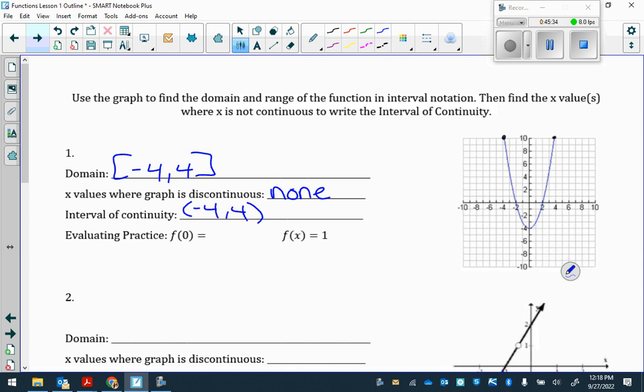It could be the same. Sometimes your domain and intervals of continuity could be -infinity to infinity. Always the interval is you're looking at pieces of the graph, as opposed to the domain, which is looking at the graph as a whole. So domain will have either brackets or parentheses. Interval of continuity, no matter what, will always have parentheses. Always.